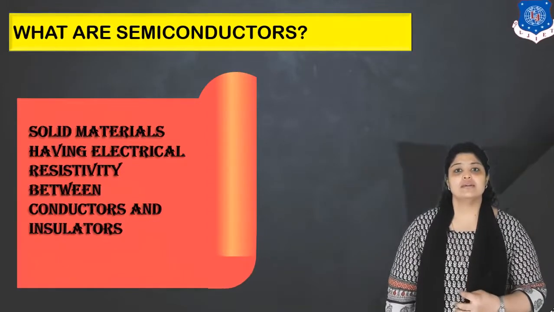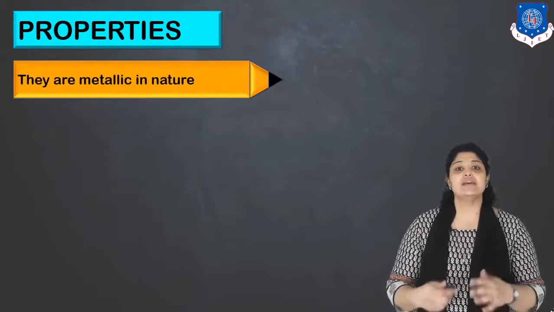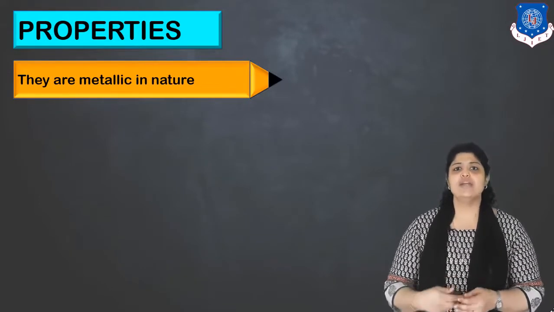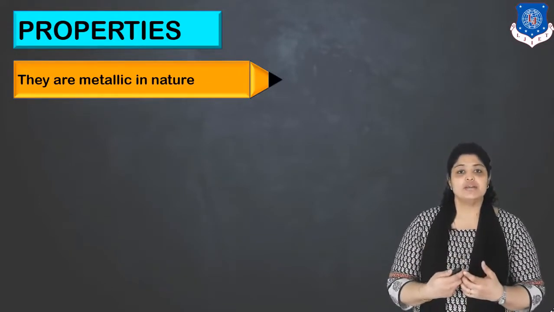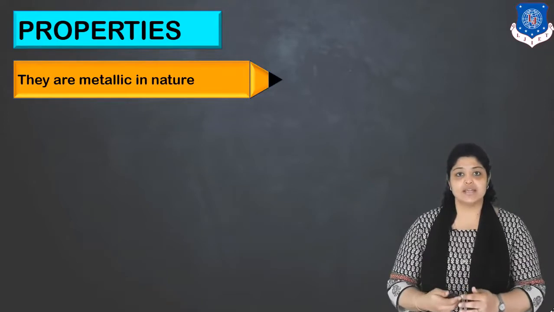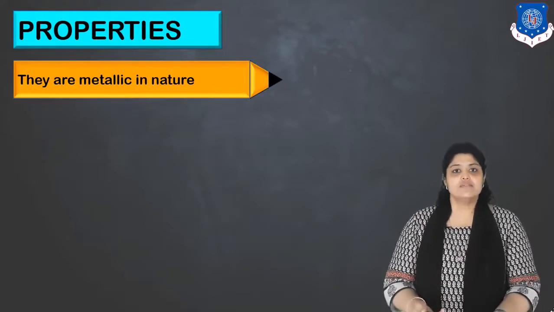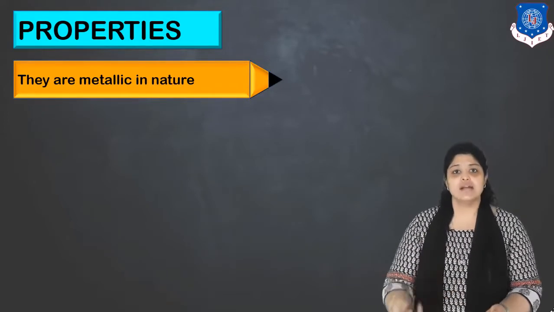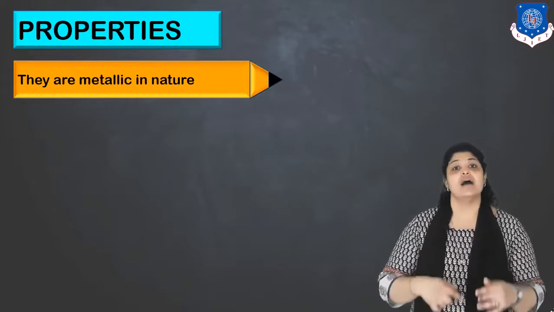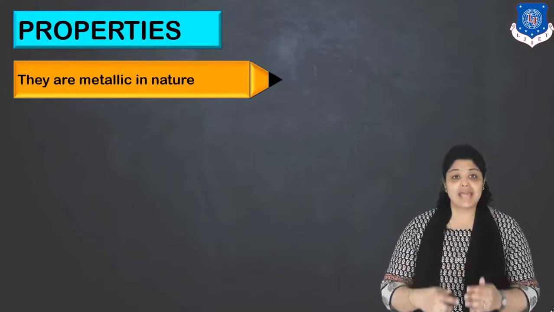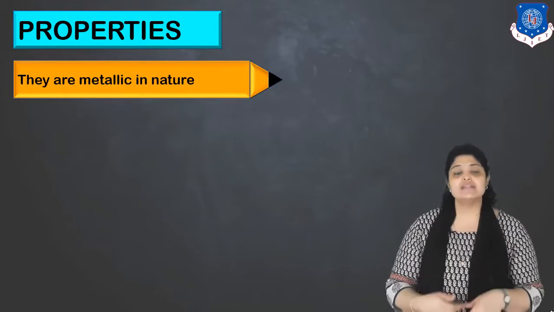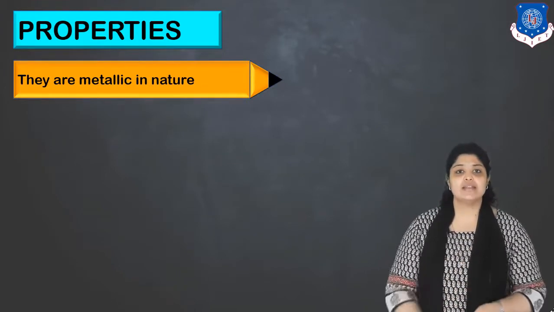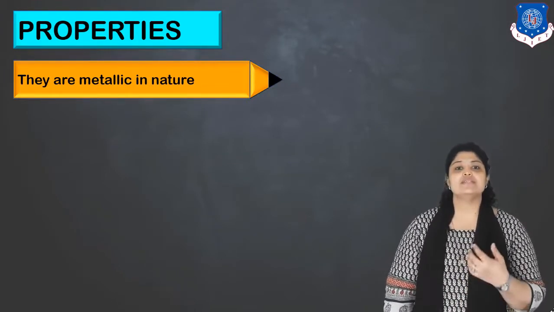Moving ahead, let's see what are the properties of semiconductors. Starting with the first property, we say that they are metallic in nature. Why do we say they are metallic in nature? They have a certain conductivity. Obviously the conductivity of semiconductors is less than conductors or metals, but unlike insulators, they have a higher conductivity, and that is the reason we say they are metallic in nature.